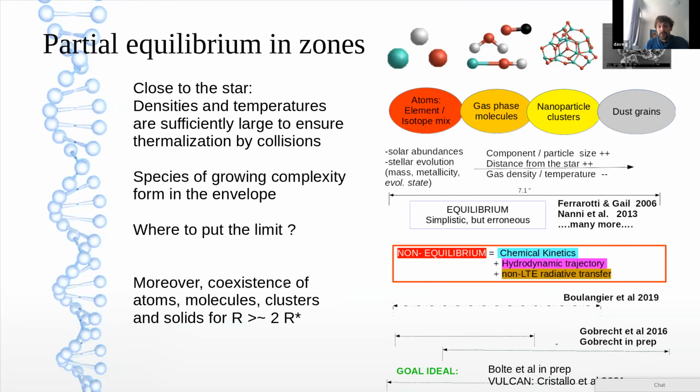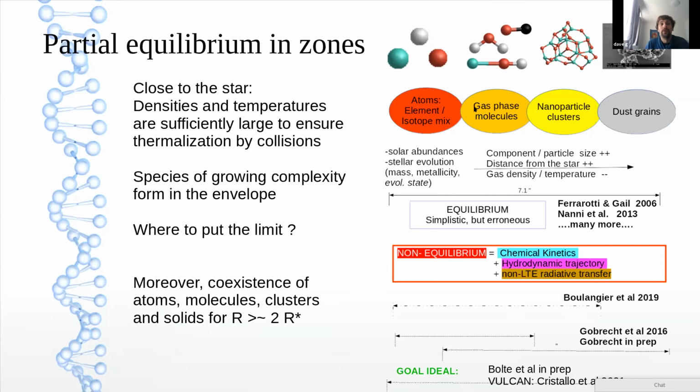Moreover, we have the problem that also here in this dust formation zone and beyond, we have atoms and molecules present. So we have a coexistence of all of these species. I talked a lot about equilibrium and non-equilibrium. So how do we treat this dust nucleation?